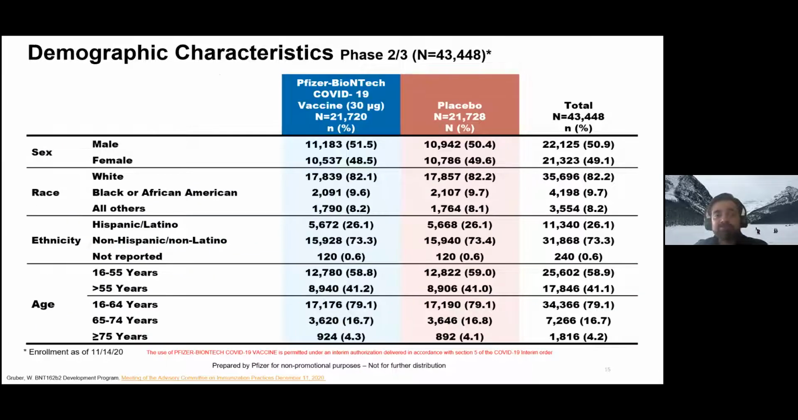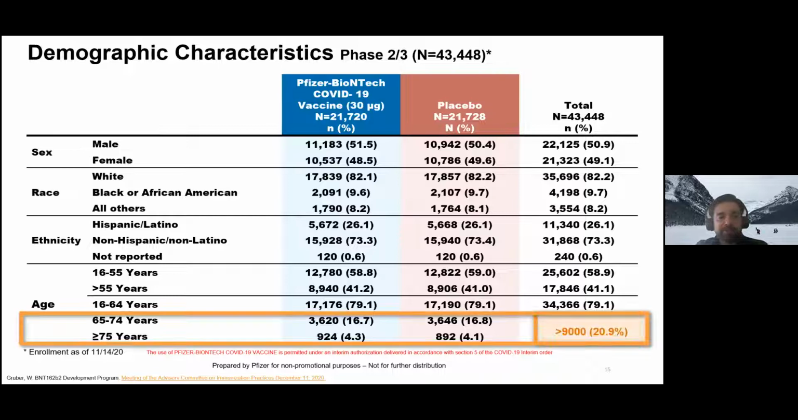So here's the demographic characteristics of all those participants. So as I said, this trial had two arms, vaccine arm and placebo arm. And there are a little over 43,000 participants altogether here. And if you look into these two arms, they are fairly balanced. And you can also look into different subpopulations based on sex, race, ethnicity, and age, and they are all proportionately represented. Also want to point out that 65 years of age and older represent around 21% of the participants.